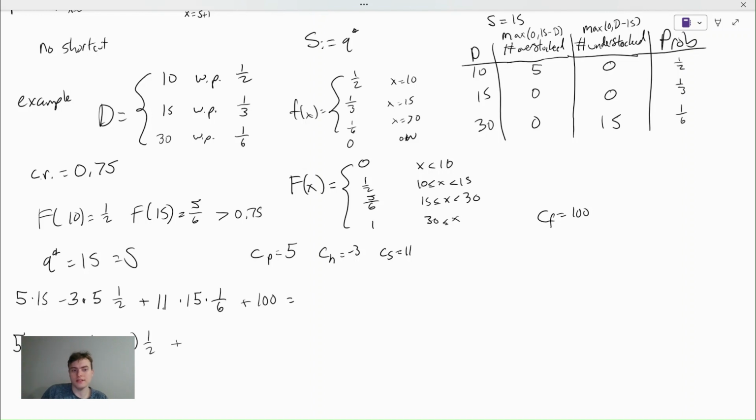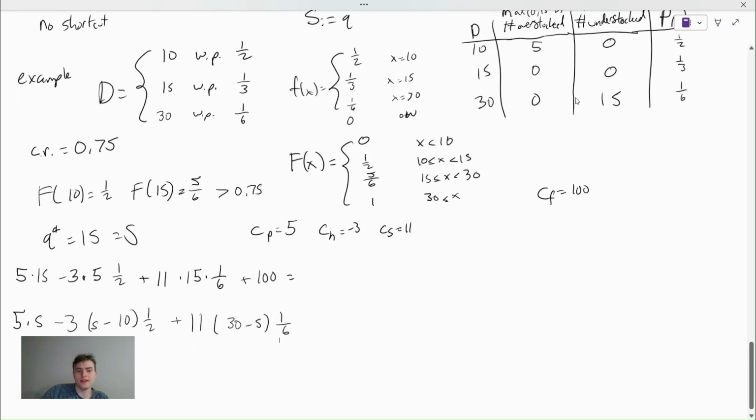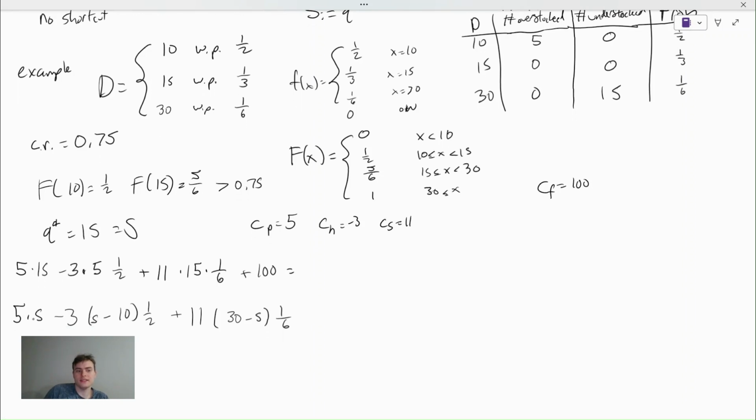And then plus 11 times the overstock case, we have 30 minus S. And the probability of that is 1/6, right? So we want this left side to equal the right side. And that's just going to take some algebra, because right now it's a linear function in terms of S.